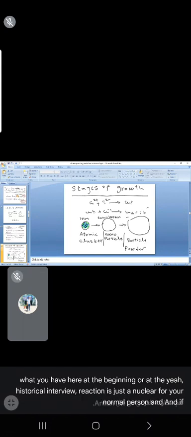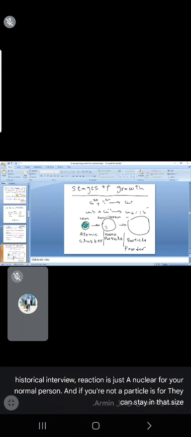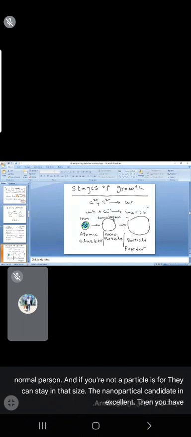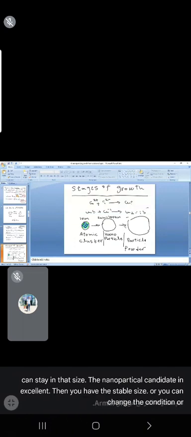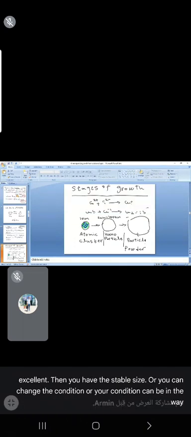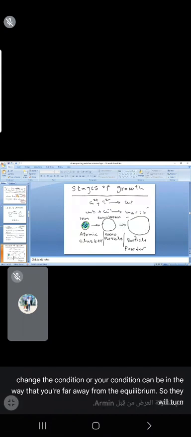And if your nanoparticle is formed, they can stay in that size. The nanoparticle can stay in that size. Then you have the stable size, or you can change the condition, or your condition can be in the way that you're far away from the equilibrium, so they will turn to the large particles.